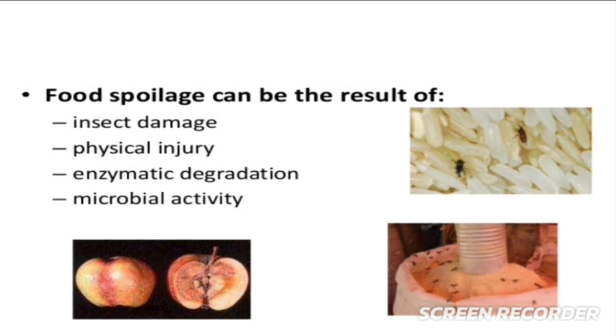Then, in physical injury, for example, when food is taken from one place to another during transportation, due to stacking pressure the food gets spoiled because its texture gets damaged. Then in enzymatic degradation, food gets spoiled due to enzymes, because enzymes cause chemical reactions in the food. Then microbial activity. Microorganisms like bacteria, yeast, and molds cause spoilage in food.